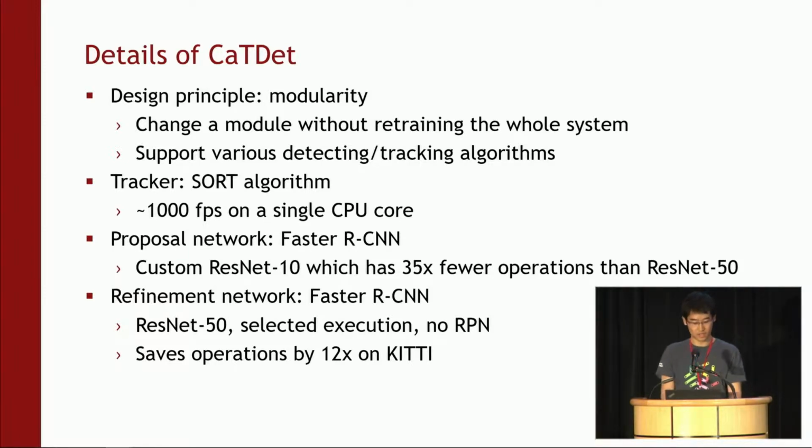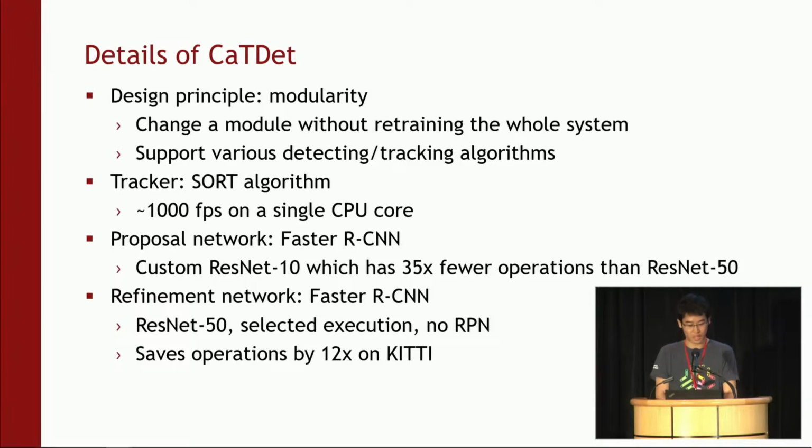And it should also be able to support various detecting and tracking algorithms. So below, we show some default choices for our system, but it does not mean we are limited to these choices. For the tracker, we choose the SORT algorithm, which is a very lightweight tracking algorithm because, as we have mentioned before, we only care about the rough location of previous objects. So we don't need it to be super accurate. And it is quite lightweight, so it can run 1,000 frames per second on a single CPU core.